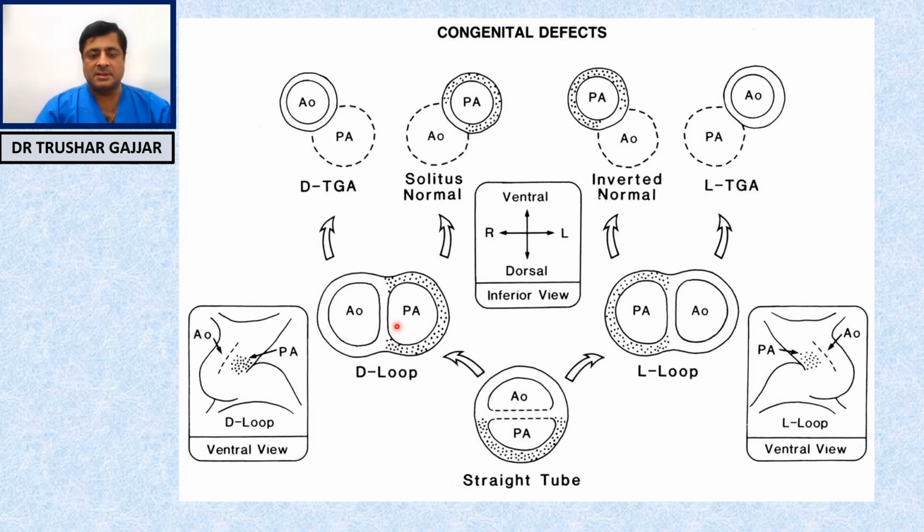So if a second counterclockwise looping occurs, it will lead to the formation of a normal heart, where the aorta goes posterior, PA goes anterior and to the left. If there is a clockwise looping, it will lead to the formation of TGA. Similarly, here counterclockwise looping leads to formation of the anomaly called LTGA or corrected transposition, while clockwise looping will lead to the normal dextrocardia.